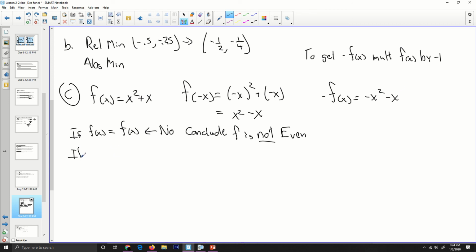And so negative f of x is not equal to f of negative x, since that is also a no, we can conclude that f is not odd. So f is a neither function.